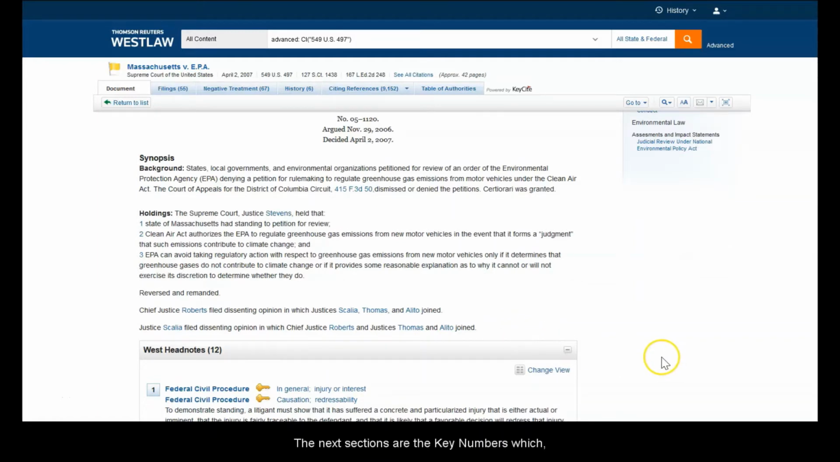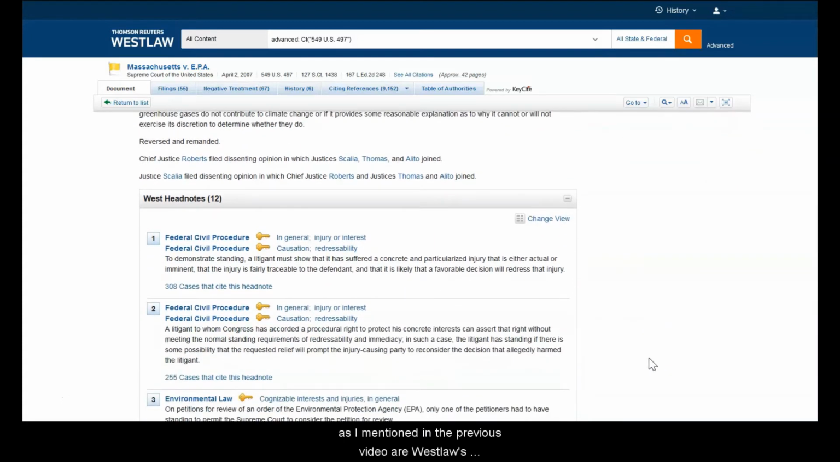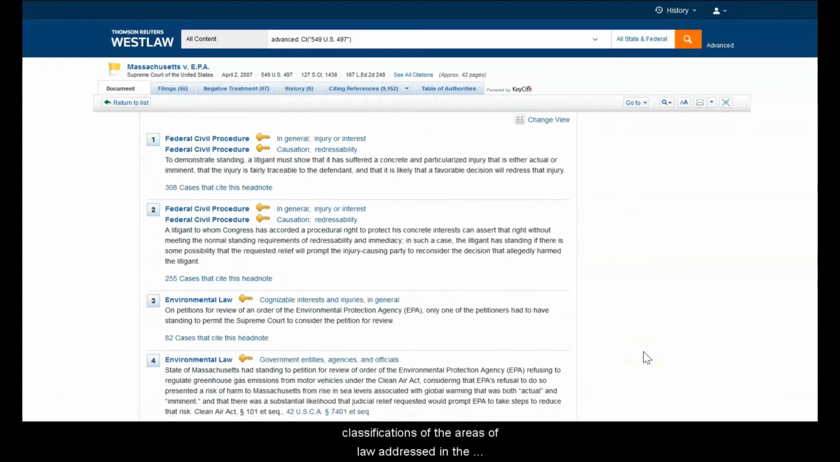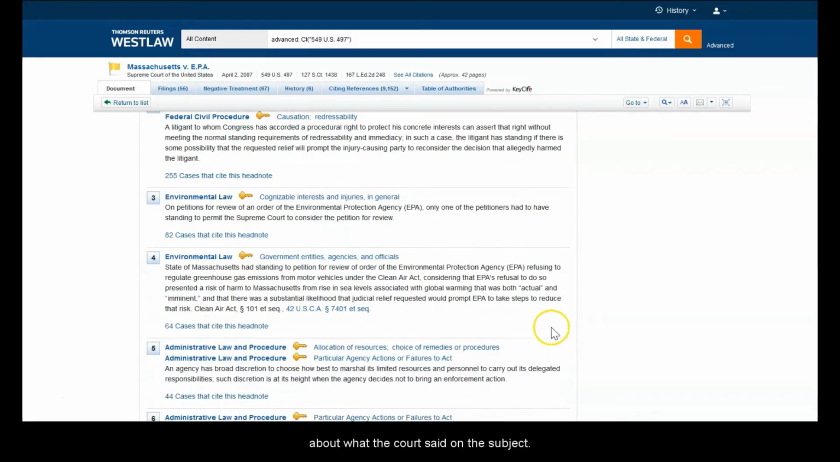The next sections are the key numbers, which I mentioned in the previous video, are Westlaw's classifications of the areas of law addressed in the section. There is also a short blurb about what the court said on the subject. You can go directly to that part of the decision by clicking on the number.